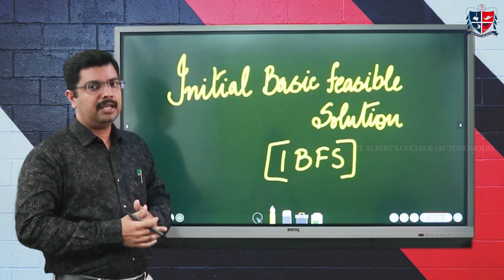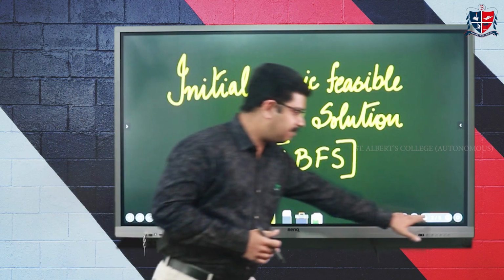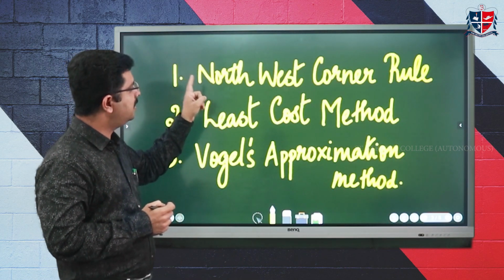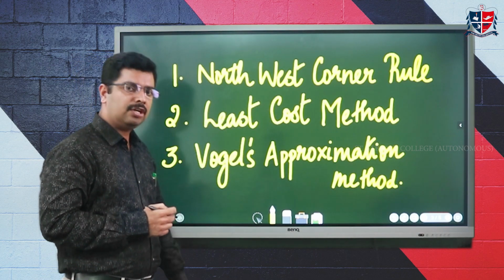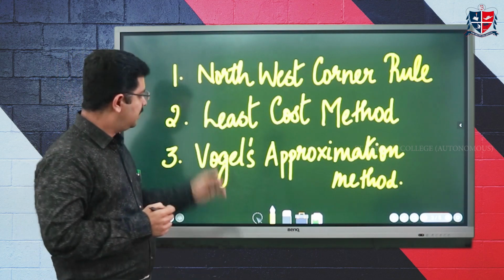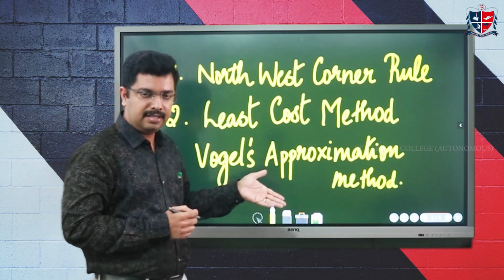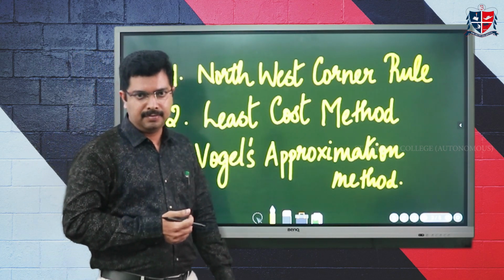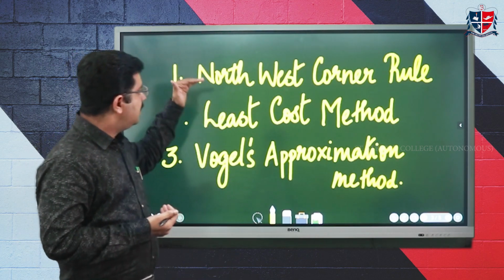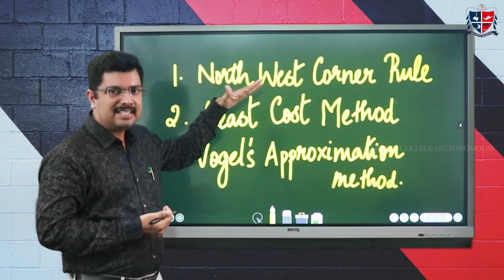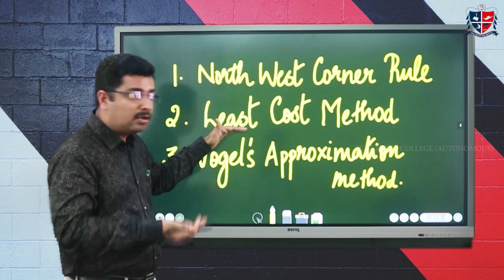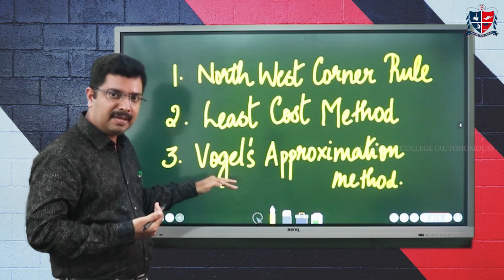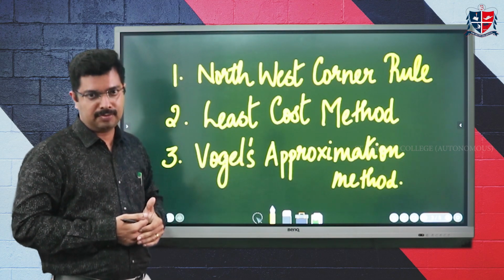Now, in OR, in the transportation problem, IBFS can be found through three different methods. The first one is called Northwest Corner Rule, in short NWCR. The second one is Least Cost Method, we call it LCM. And the last one is Vogel's Approximation Method. If you look at accuracy, Northwest Corner Rule is the least accurate. The Least Cost Method is more accurate than the Northwest Corner Rule. And the very best way of finding the initial basic feasible solution is Vogel's Approximation Method.